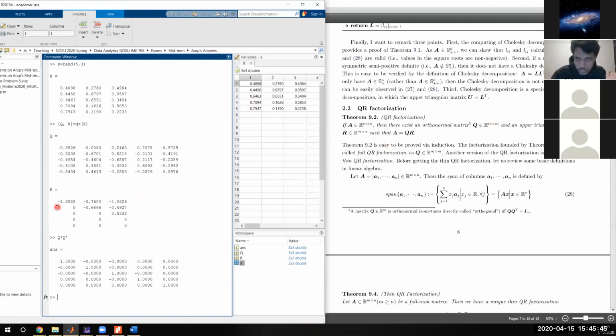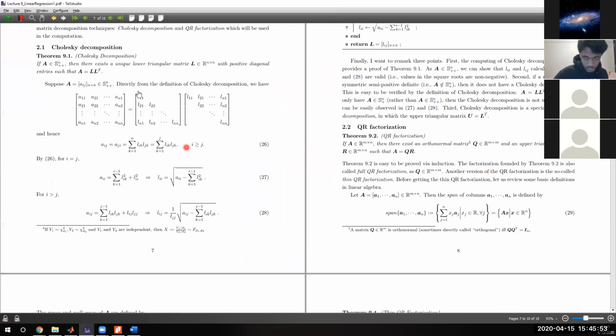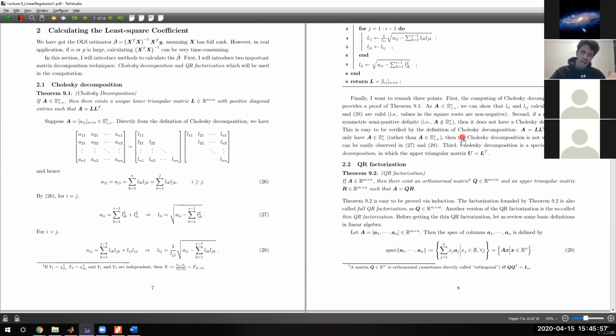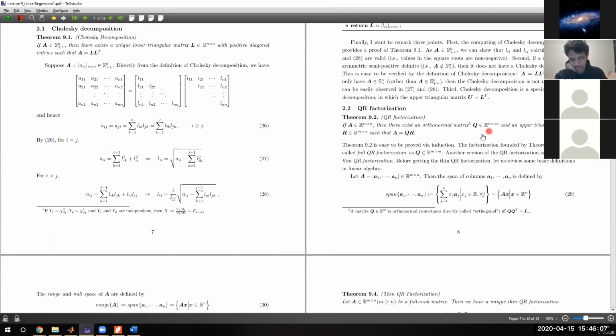R is, of course, upper triangular. This is very easy to see. R is upper triangular, okay? So this is QR factorization. Different from the Cholesky decomposition, QR factorization exists for any matrix. Okay, so we call this one a full QR factorization because the sizes of Q and R are large. Actually, we can have a much smaller, more economic QR.